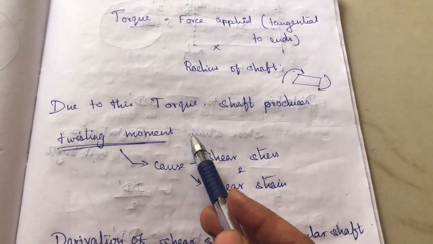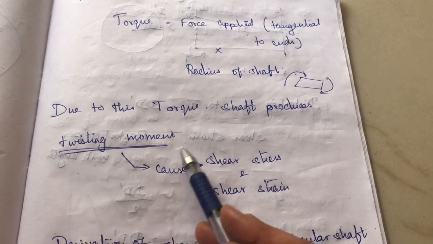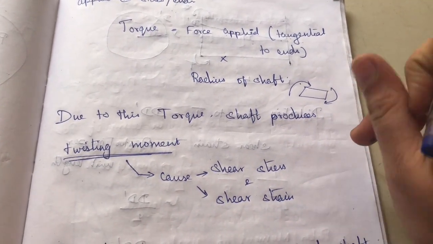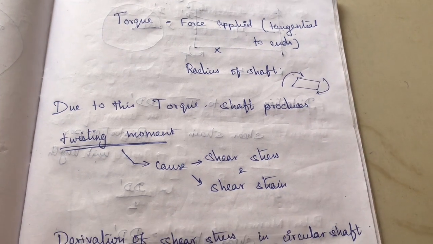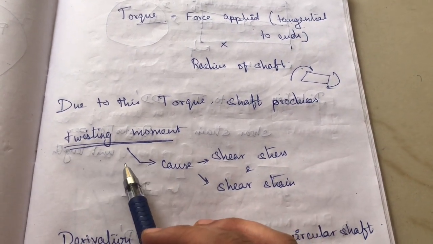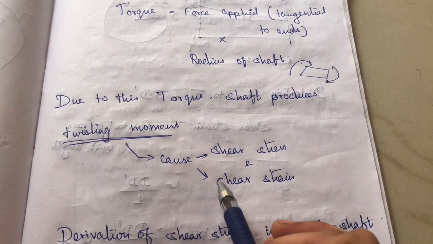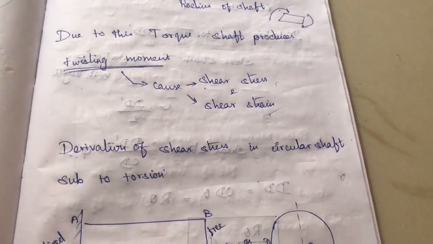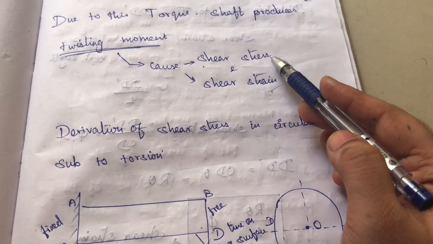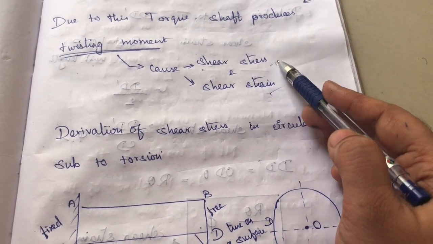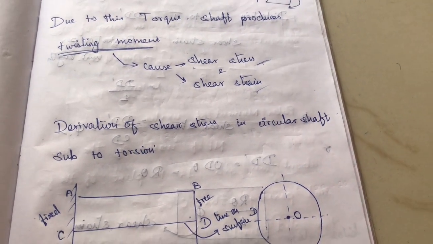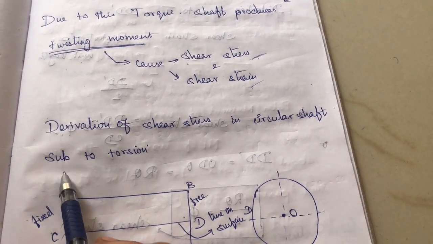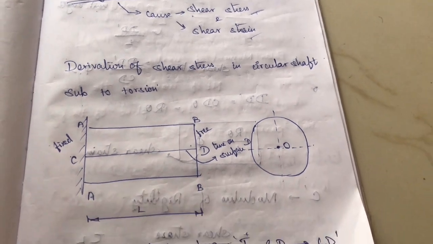Due to this torque, the shaft will produce a twisting moment, and this will cause shear stress and shear strain. So we are going to derive what shear stress is and how it is produced in the shaft. So the derivation of shear stress in a circular shaft subjected to torsion.